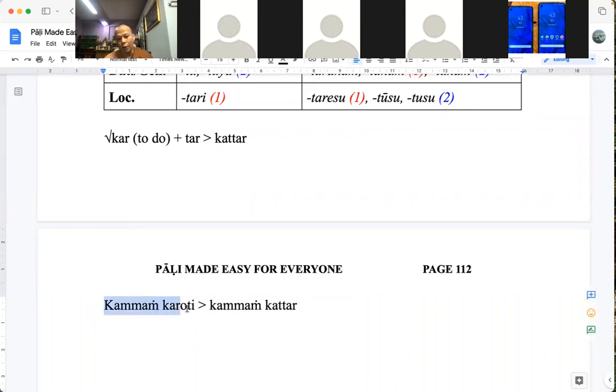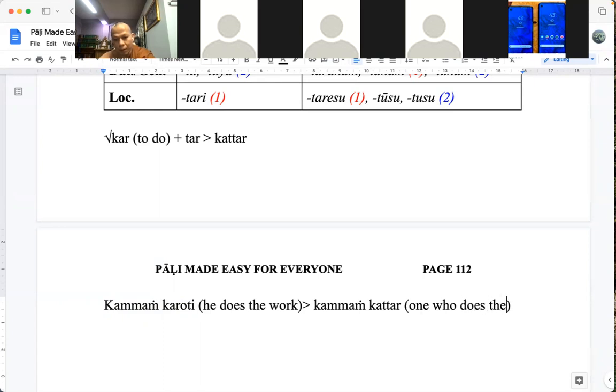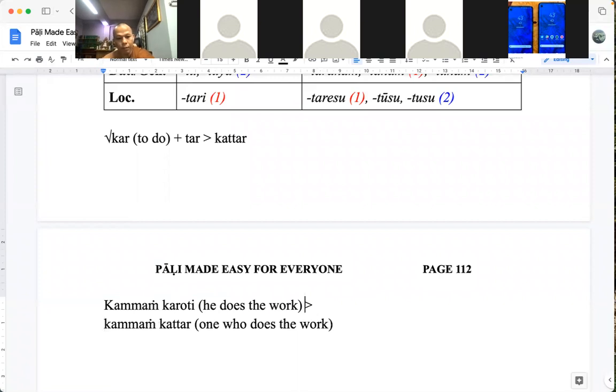So the meaning of kaman karoti means he makes, maybe he does the work. Okay, in this way. But now, kaman kata means one who does the work in this way. Okay, but instead of saying one who does the work, maybe the other way. Instead of that, that is the agent. So the doer of the work, or the doer of the activity.